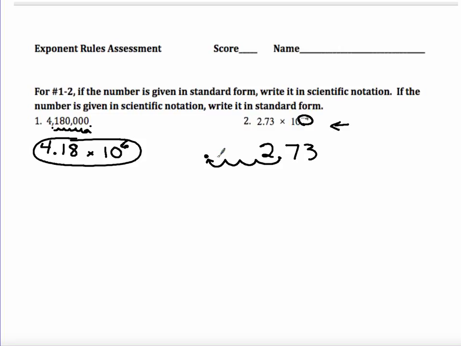And then notice that there's nothing in those spots right now, but I need to put some zeros in there. So I would go ahead and put a 0 here, a 0 here, a 0 here, and that gave me 3 zeros. And I have now written this number in standard form.